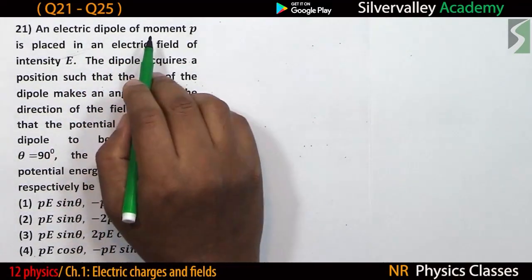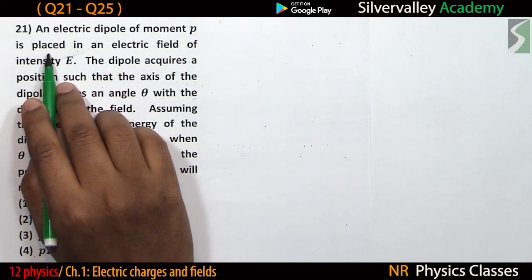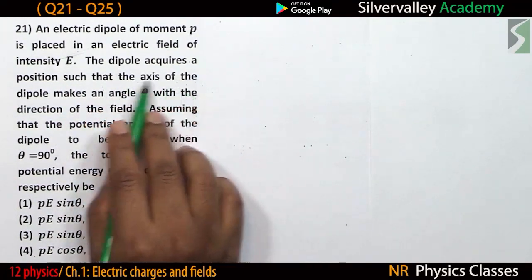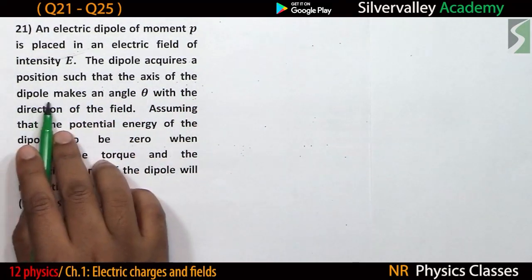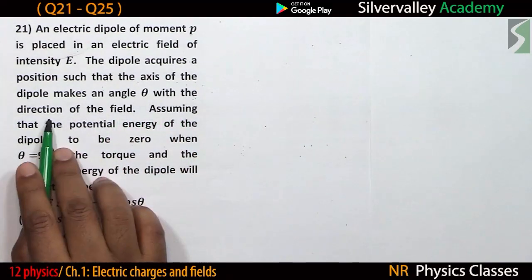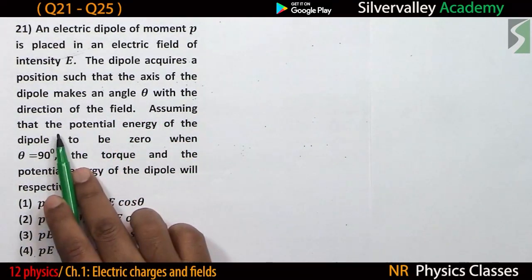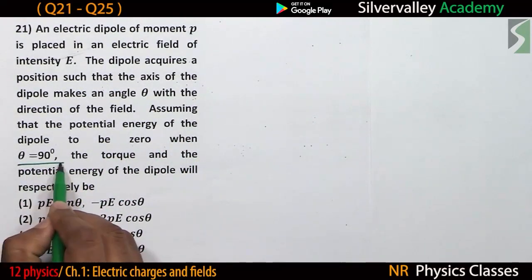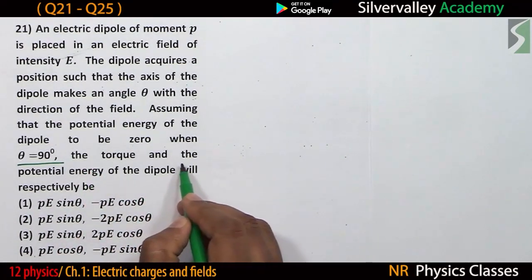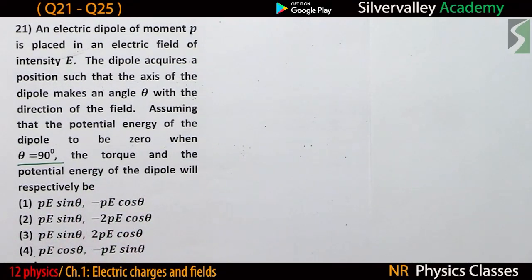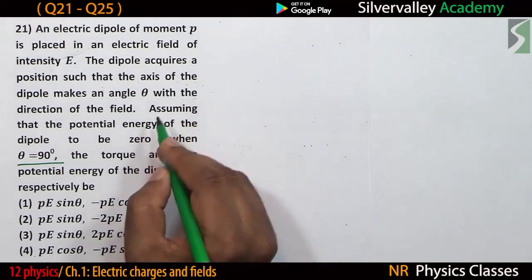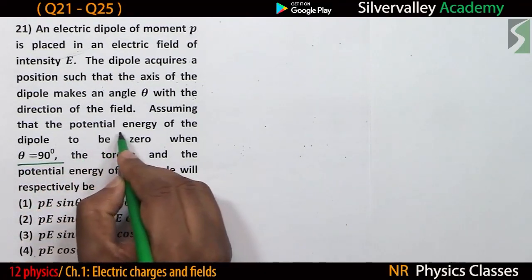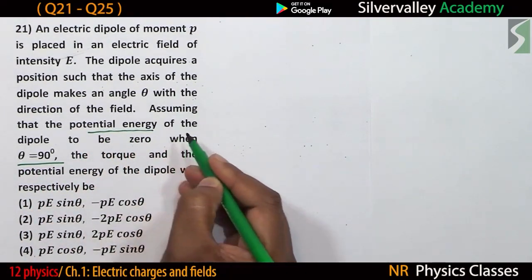An electric dipole of moment P is placed in an electric field of intensity E. The dipole acquires a position such that the axis of the dipole makes an angle theta with the direction of the field. Assuming that the potential energy of the dipole to be 0 when theta is 90 degrees, torque and potential energy of the dipole will be. So theta equal to 90 degrees is the standard position where potential energy is assumed to be 0. Okay, done.